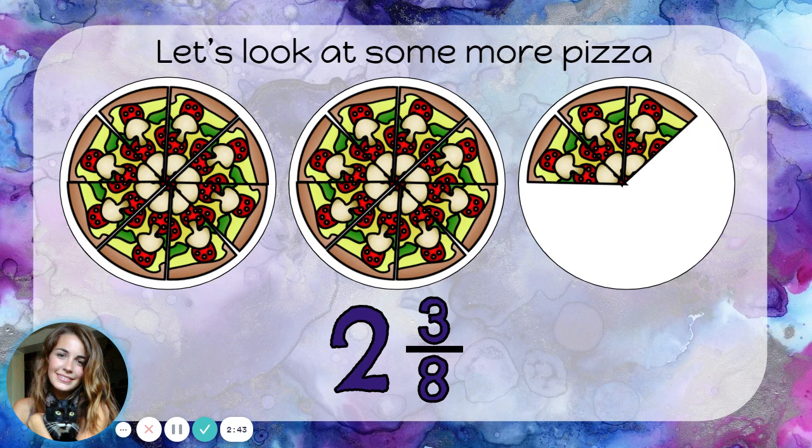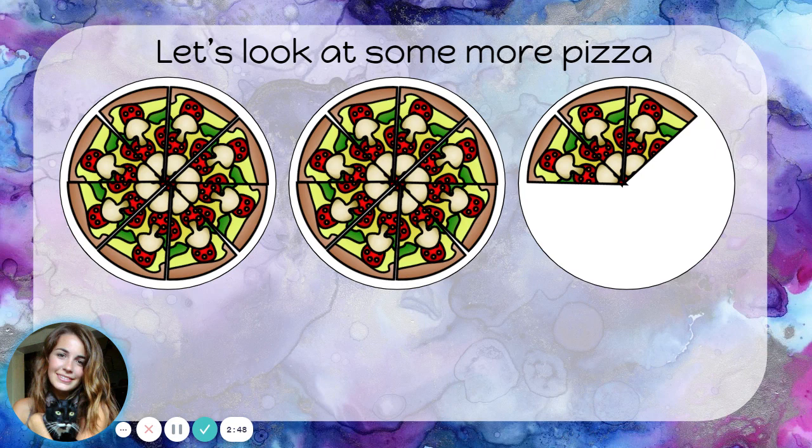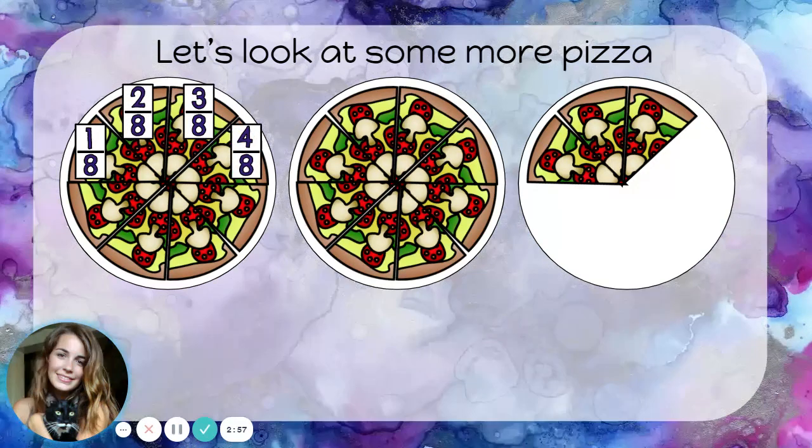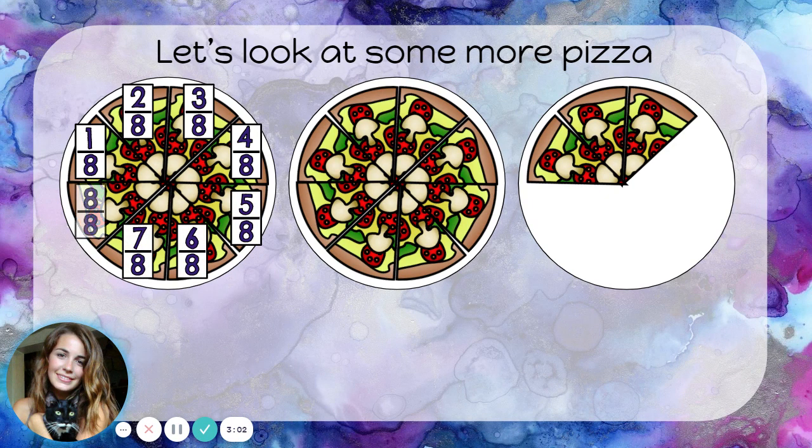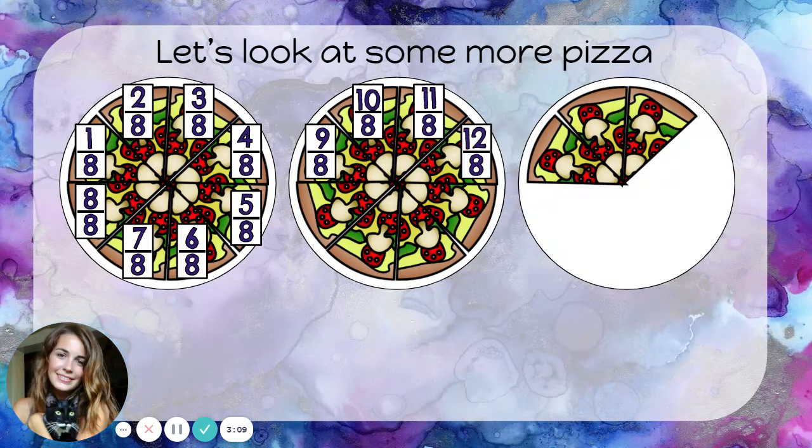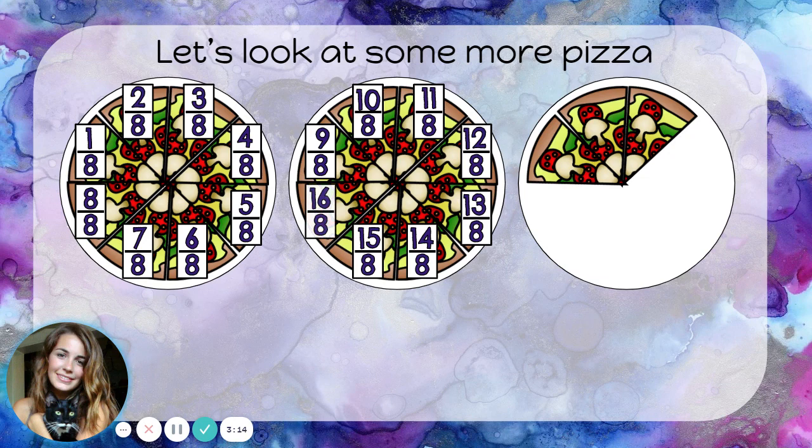Another way to explain how much pizza I have would be to use an improper fraction. This time, let's try counting how many eighths I have. 1/8, 2/8, 3/8, 4/8, 5/8, 6/8, 7/8, 8/8 makes one whole pizza. 9/8, 10/8, 11/8, 12/8, 13/8, 14/8, 15/8, 16/8, but I have more.